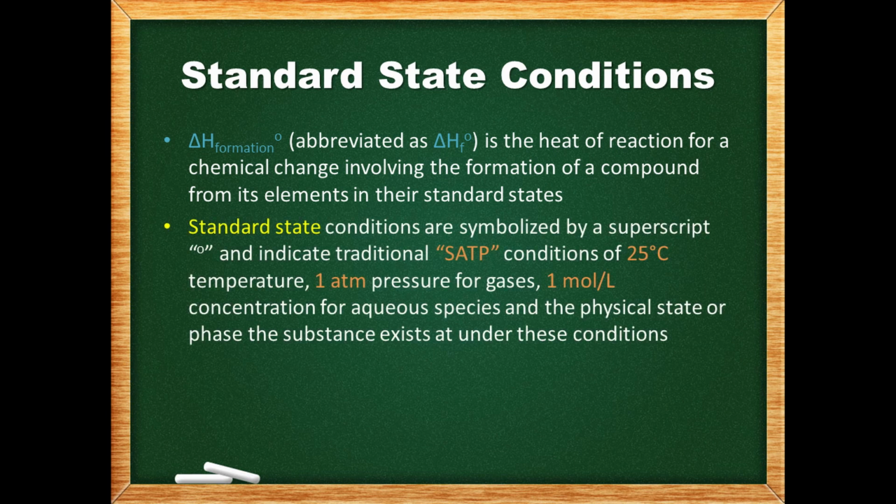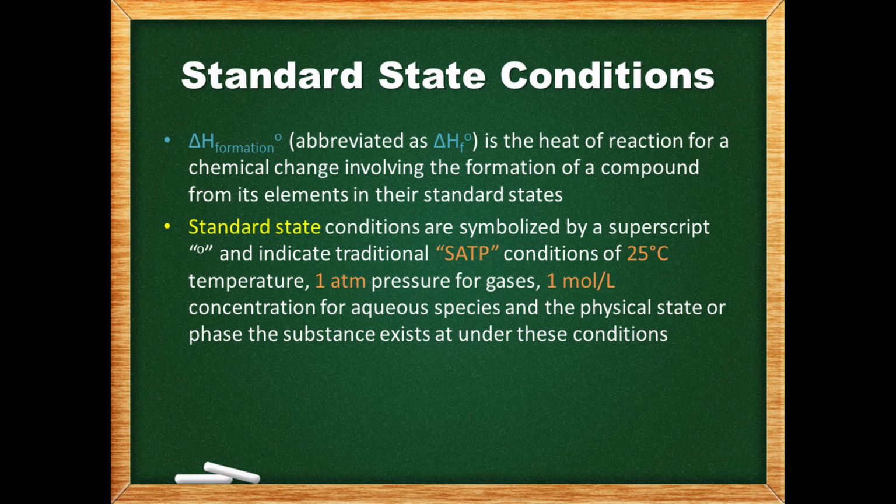Standard state conditions are symbolized by a superscript O and indicate traditional standard ambient temperature and pressure conditions of 25 degrees Celsius temperature, 1 atmosphere pressure for gases, 1 mole per liter concentration for aqueous species, and the physical state or phase the substance exists at under these conditions.